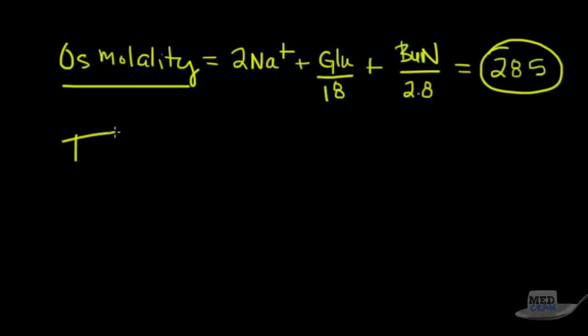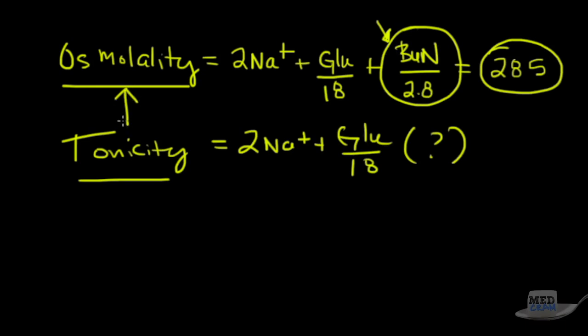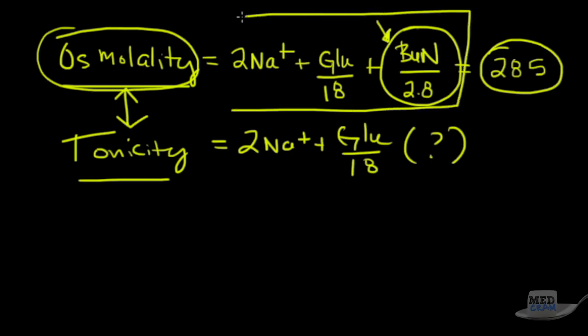Now, something that's very similar to that is tonicity. It's a very similar concept, and you'll see it looks very similar. It's 2 times the sodium concentration plus the glucose divided by 18 once again. So why is it missing the BUN component? It's missing the BUN component because BUN can go freely between the plasma membranes. And so if BUN can go between plasma membranes, it really doesn't have much of an effect on the difference between the inside of the cell and the outside of the cell. So from now on, we'll use tonicity and osmolality interchangeably. But just be aware that if they ask you to calculate the osmolality of something, this is the equation you should use. Okay, we'll come back to that again and again.